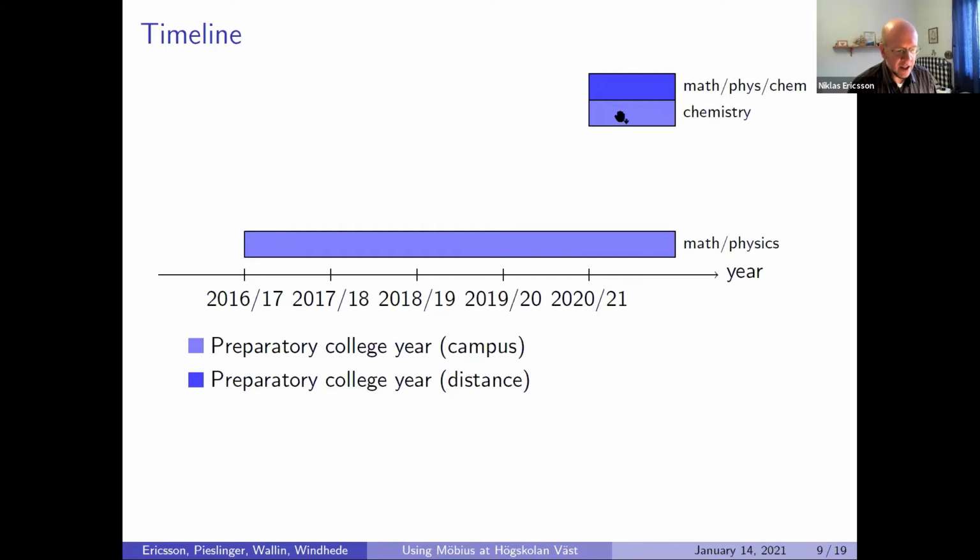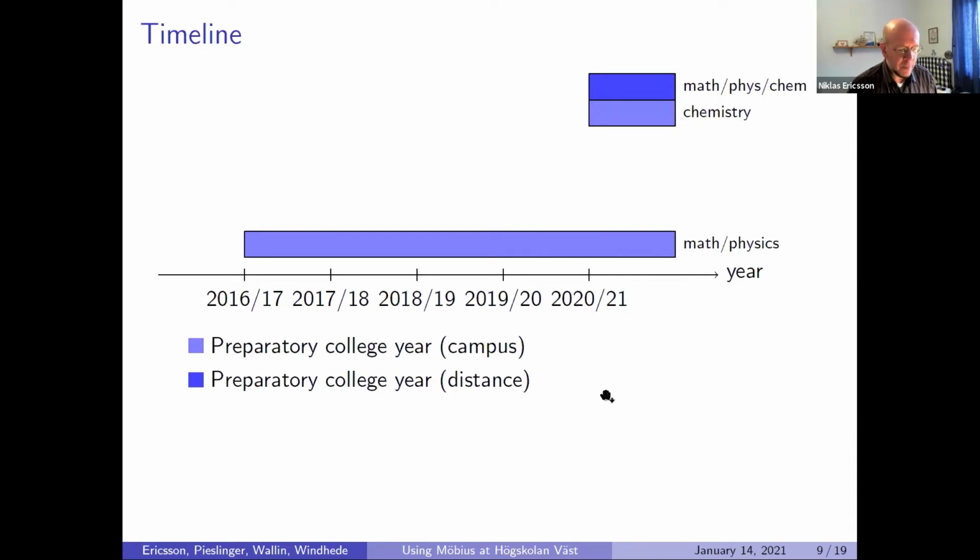Then I can mention that from the current academic year, we will also start using Möbius in the chemistry course in our preparatory college year. That will actually start next week. So fingers crossed that it will work out fine. I would also like to say that from this academic year 2021, this preparatory college year is also offered as a distance education. Michael Pieslinger, one of our panelists, is the program director for this program. And of course, we use Möbius also there in math, physics, and chemistry.